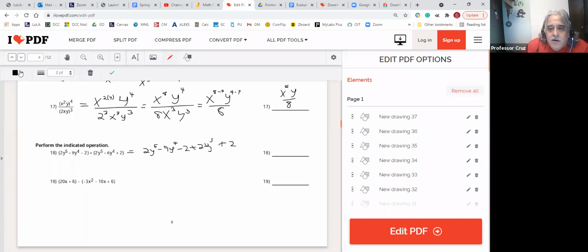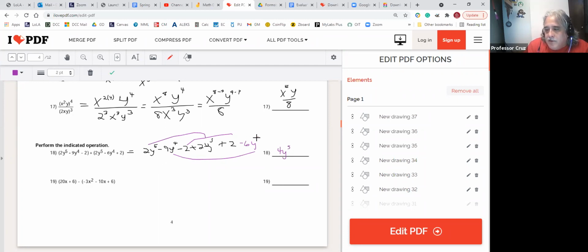So the things that are alike are these two. There's no match to this. Wait a second. Oh, I left it out. I'll just put it right here. It doesn't matter the order. And then these are alike, and then these are alike. So 2y to the fifth plus 2y to the fifth is equal to 4y to the fifth.